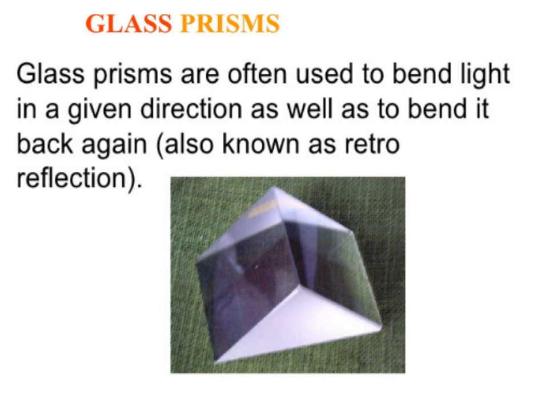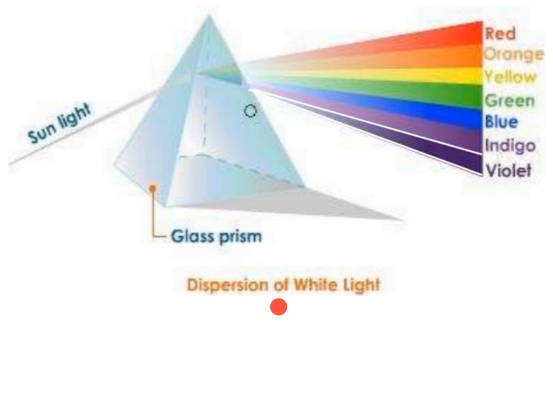Then dispersion of white light. Here we have to consider this is your prism, and if a ray is incident, this is the incident ray, then it will constitute the 7 colors like this. Of these 7 colors, the topmost will be red, then orange, yellow, green, blue, indigo and violet.